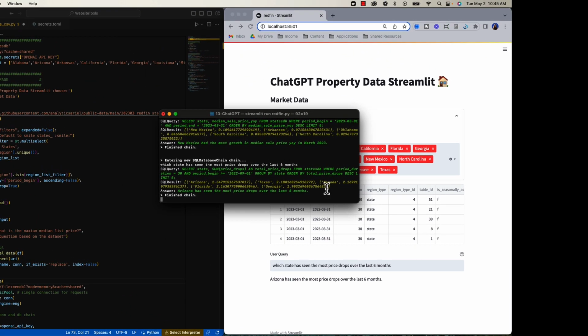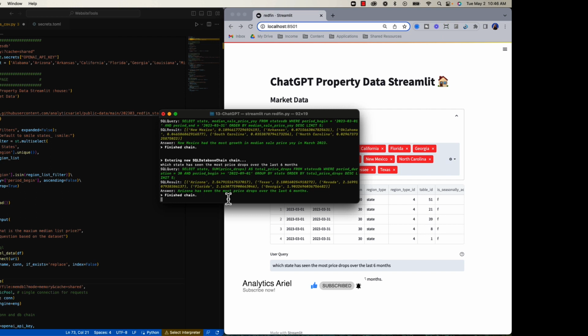Going back to our terminal, as we read our SQL query, we selected state, summed the column price drops, and relabeled this as total price drops from our database where the period is over the last 6 months, so greater than 2022-09-01, ordered by total price drops descending. And we could see the summary of this data where Arizona is in fact the state that had the largest price drops when summing it up, followed by Texas, Nevada, Florida, and Georgia.